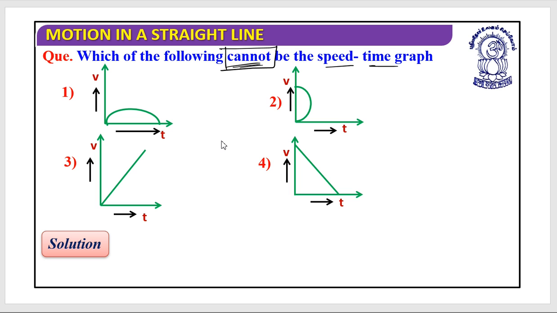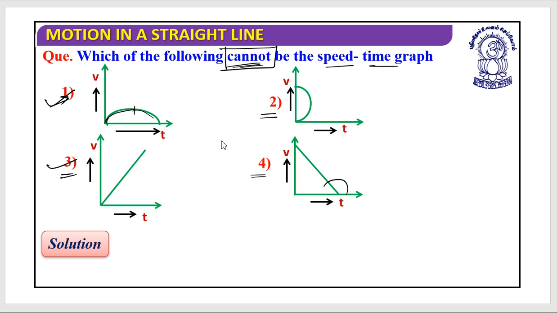Now let's check, could this be possible? Yes, this could be possible, as time is moving, speed is increasing, at a certain time speed is 0 and then speed is decreasing. This is quite possible. A third option, is it possible? Yes, even this is possible, acceleration is constant. Fourth option, is it possible? Yes, acceleration is negative and speed is decreasing with time.